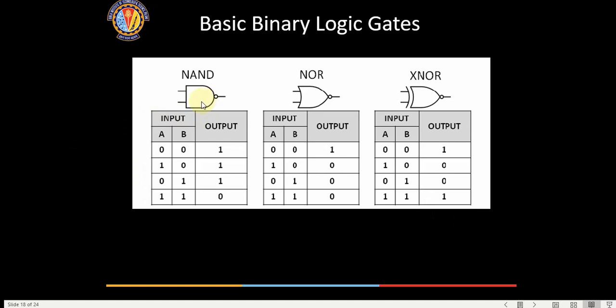NAND and NOR are very important because whatever code you might write, finally it has to be implemented in hardware, right? So finally some voltages require some circuitry which will take inputs and give outputs, right? So when you implement a gate, it is not possible to implement an AND gate.